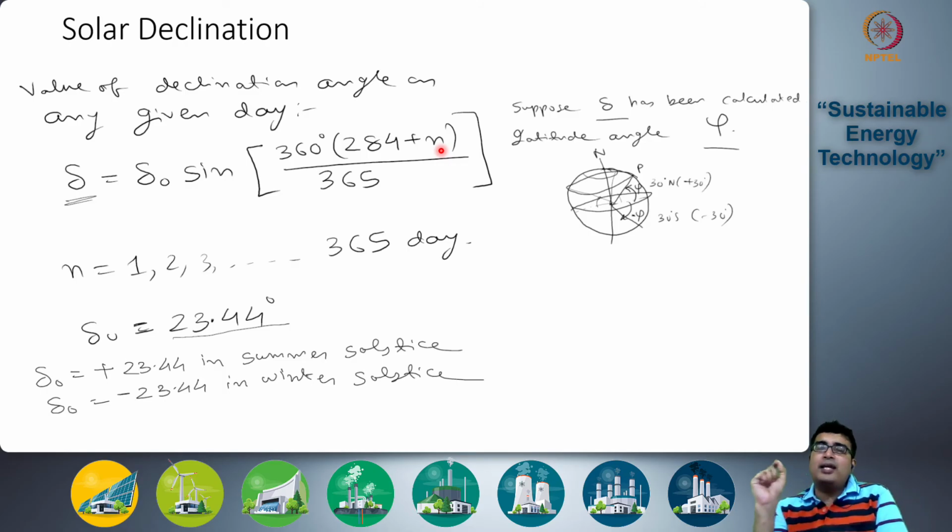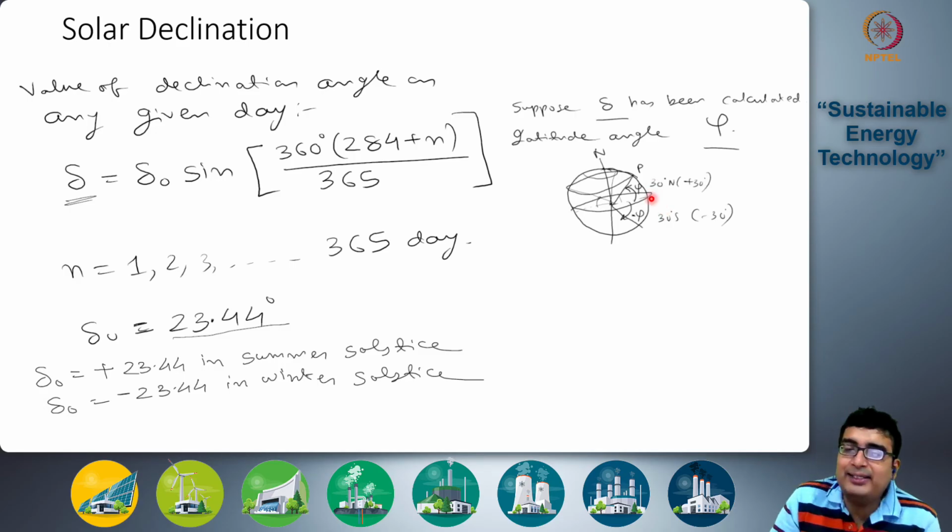So this is how we can find the position of the sun relative to its position in the equinox at noontime. So that's number one. Another thing we need to know is the latitude angle phi. You know the equator is 0 degrees, right? The Tropic of Cancer is 23.5 degrees. The Arctic Circle is 66 degrees. So these are the latitude angles.